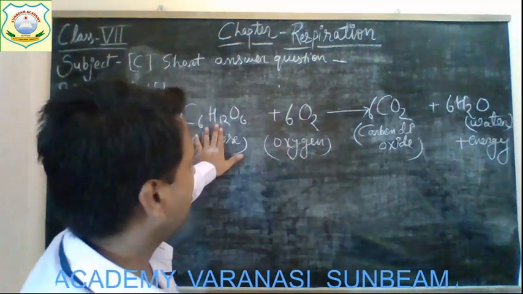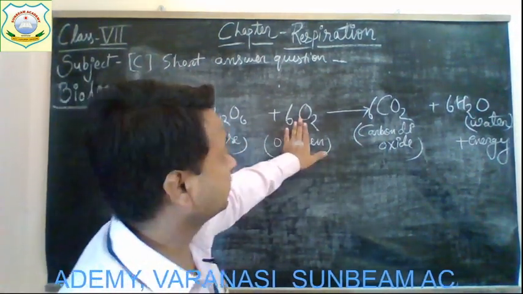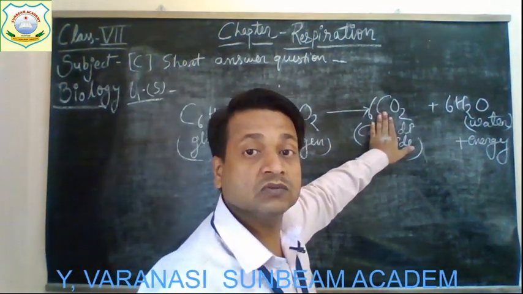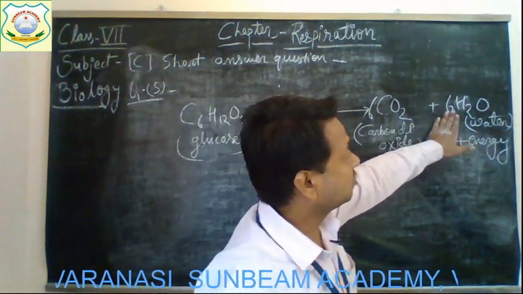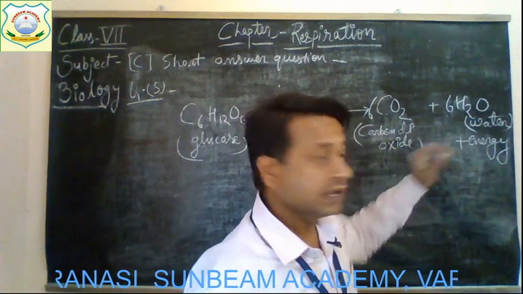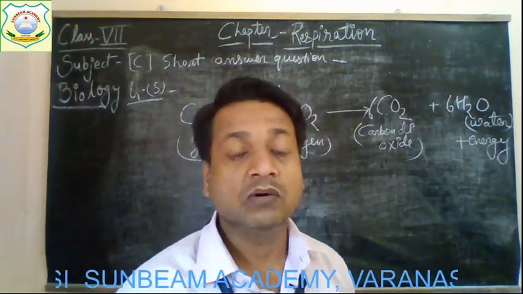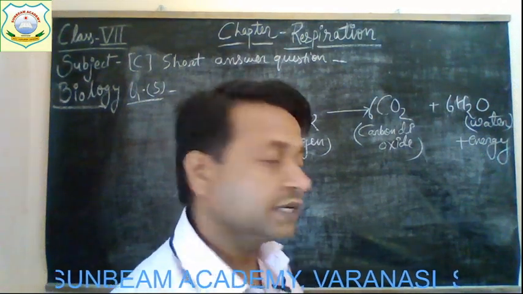So the one molecule of glucose reacts with 6 molecules of oxygen to form 6 molecules of carbon dioxide, 6 molecules of water, and energy. Get it, children? Now come to the next question number 6.